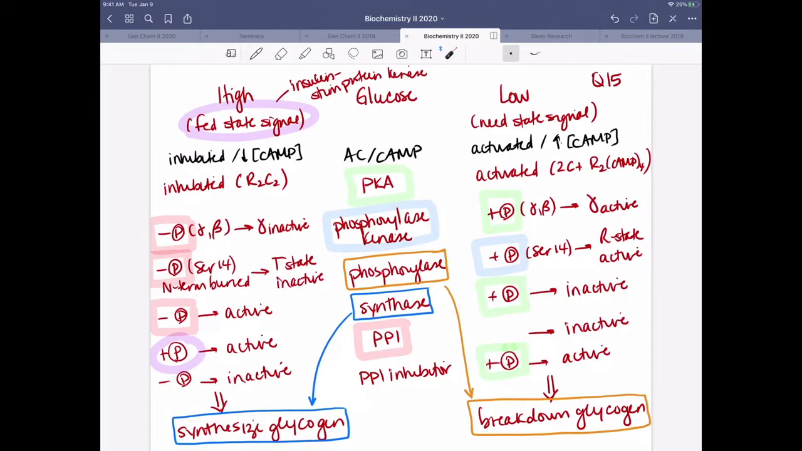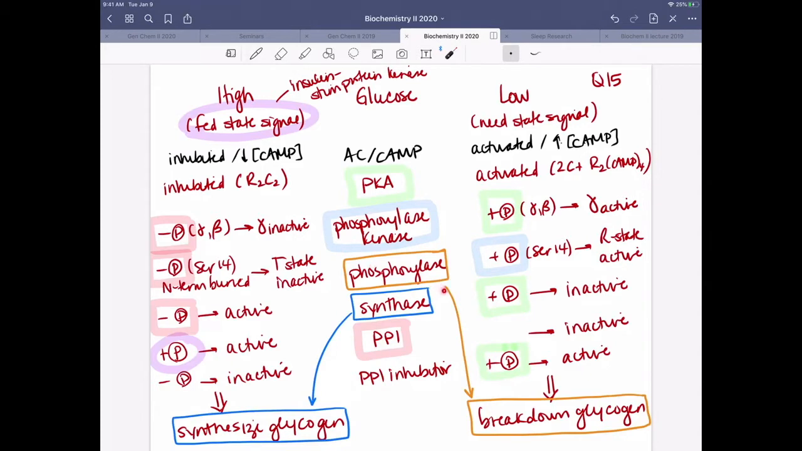Once phosphorylase kinase is active, it is responsible for phosphorylating phosphorylase on that serine 14. Again, we talked about how if that serine 14 is phosphorylated, it's not buried; it's locked in with those arginine residues on the surface, and we now have an active phosphorylase.